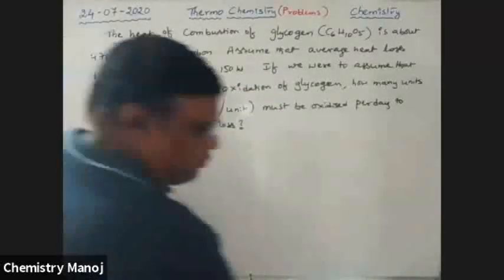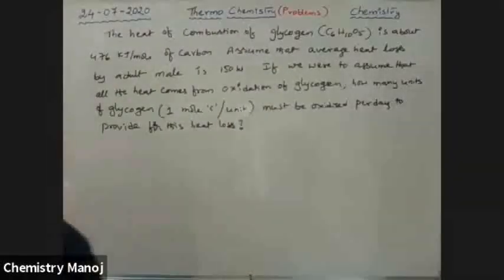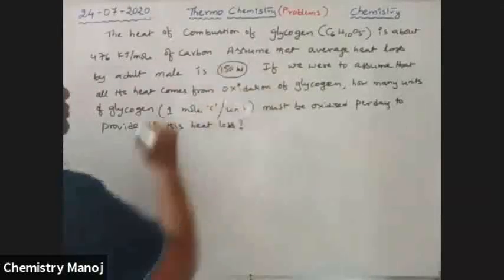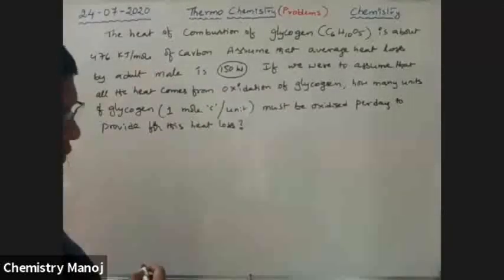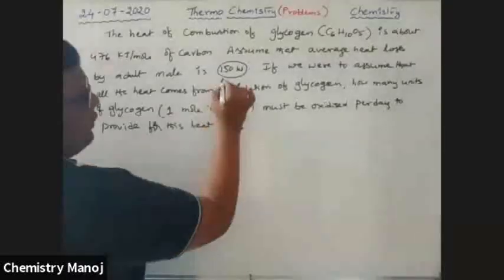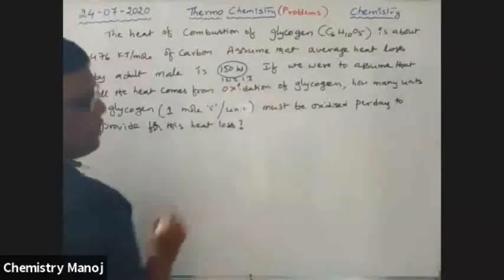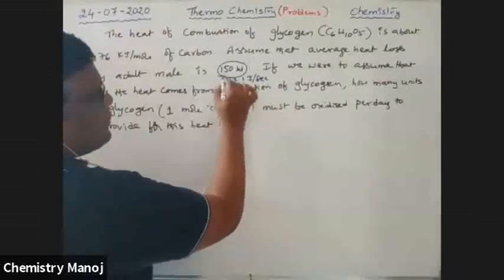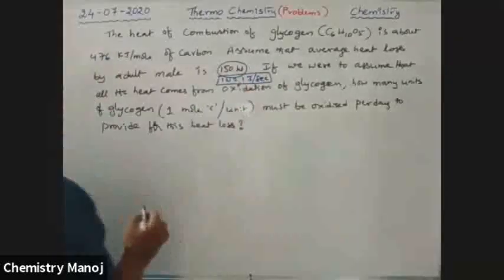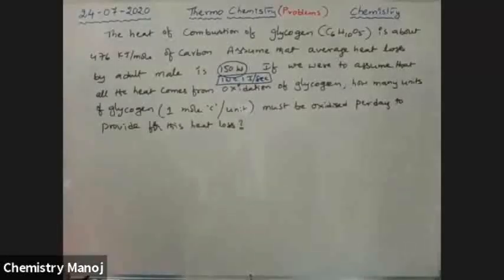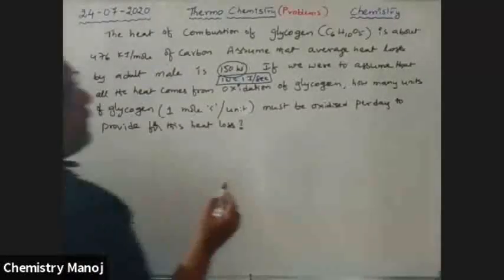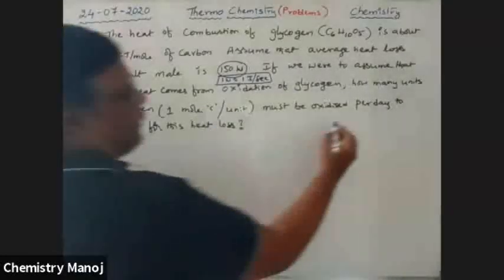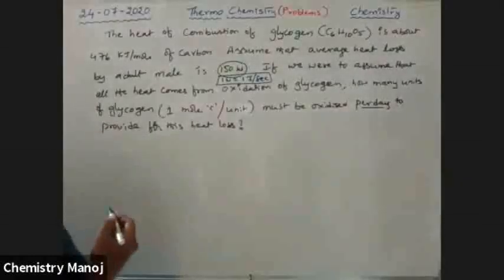Here 150 watts. My dear boys, 1 watt is equal to 1 joule per second. Please keep in mind, 1 watt is equal to 1 joule per second. You want to calculate per day, so that is per day we want to calculate.